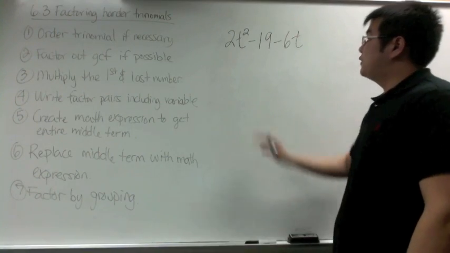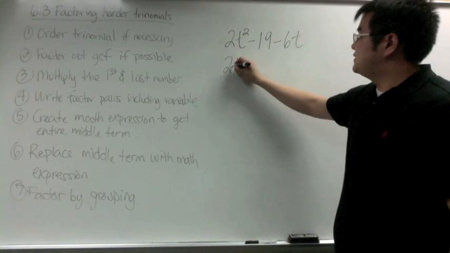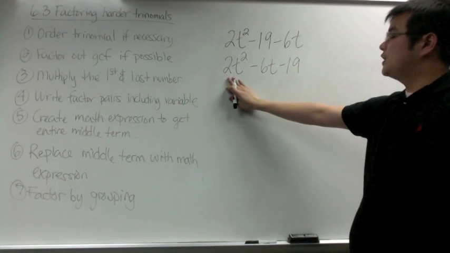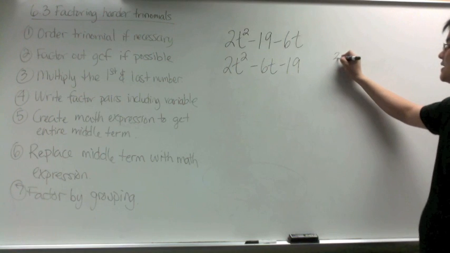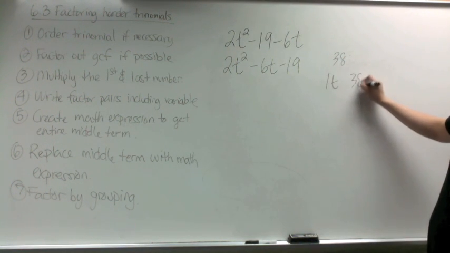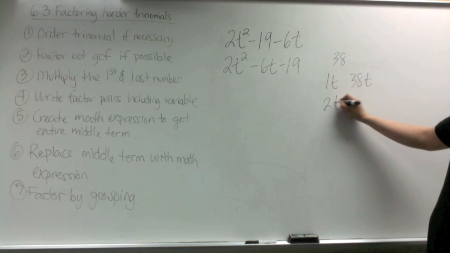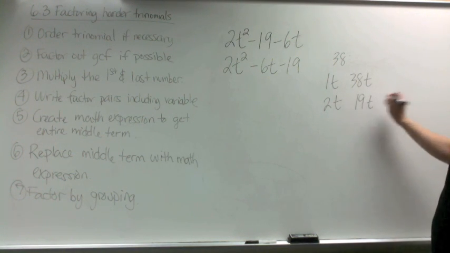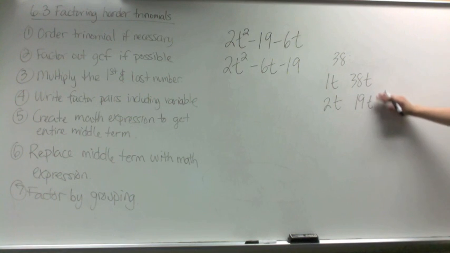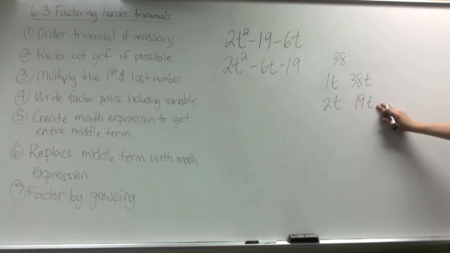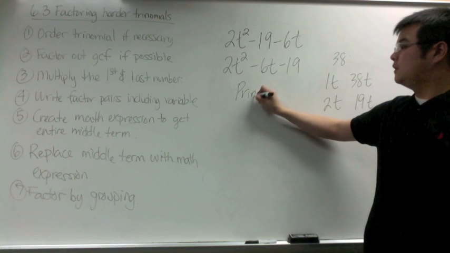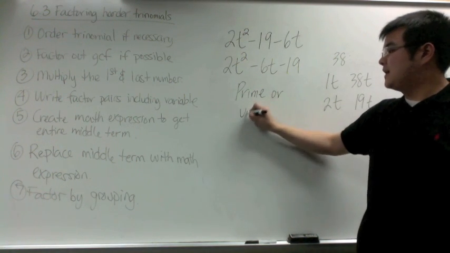In our next example, we need to put this in order, so we're going to write 2t squared minus 6t minus 19. We're going to multiply 2 and 19 to get us 38. The factor pairs of 38 are 1t and 38t, 2t and 19t. We're trying to get a negative 6t. If you notice our factor pairs, neither one will get us a negative 6t. So what we write here is prime or unfactorable.